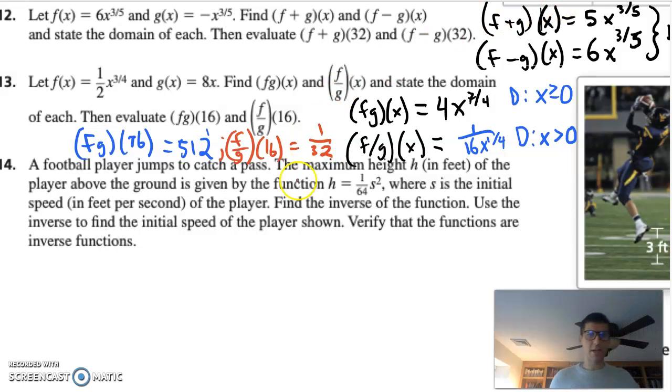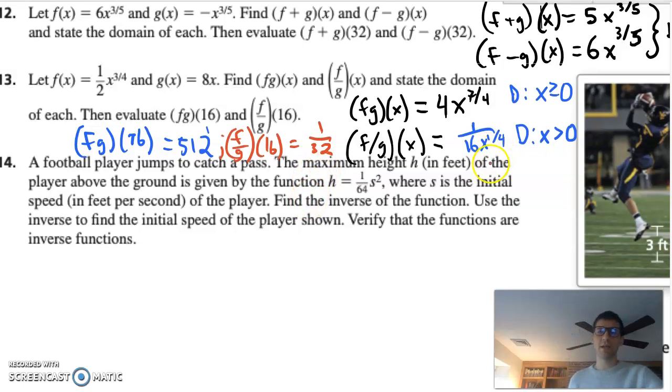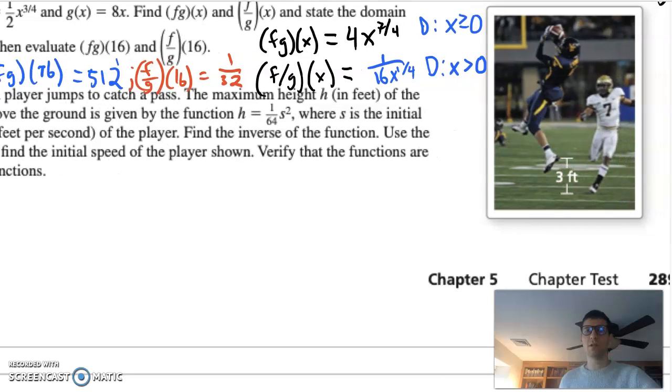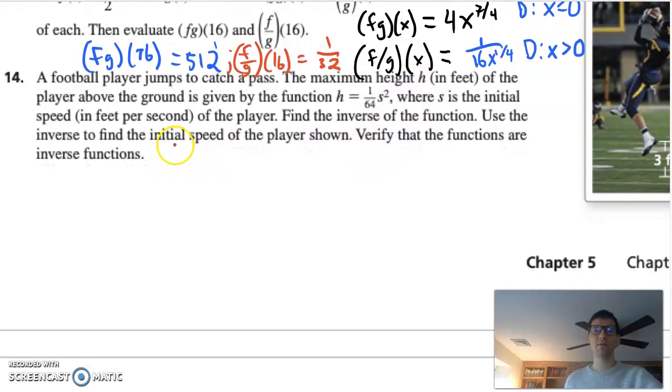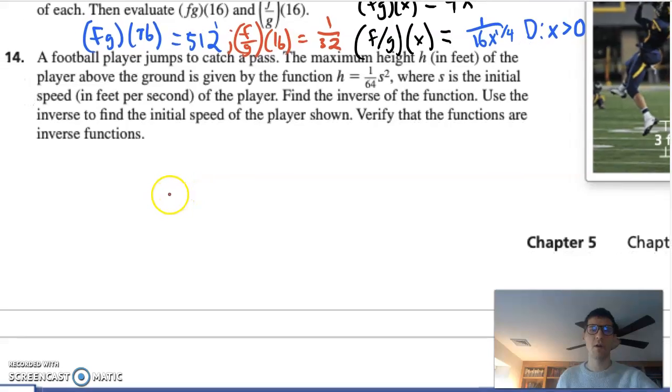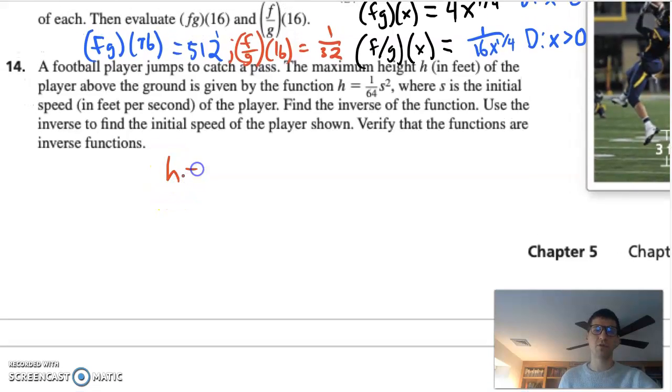Alright, not too bad, and now we're on the last question. A football player jumps to make a catch. You can see it says here he's jumping 3 feet. The maximum height in feet of the player above the ground is given by the function here: H equals 1/64 times s squared, where s is the initial speed in feet per second of the player. Find the inverse of the function.